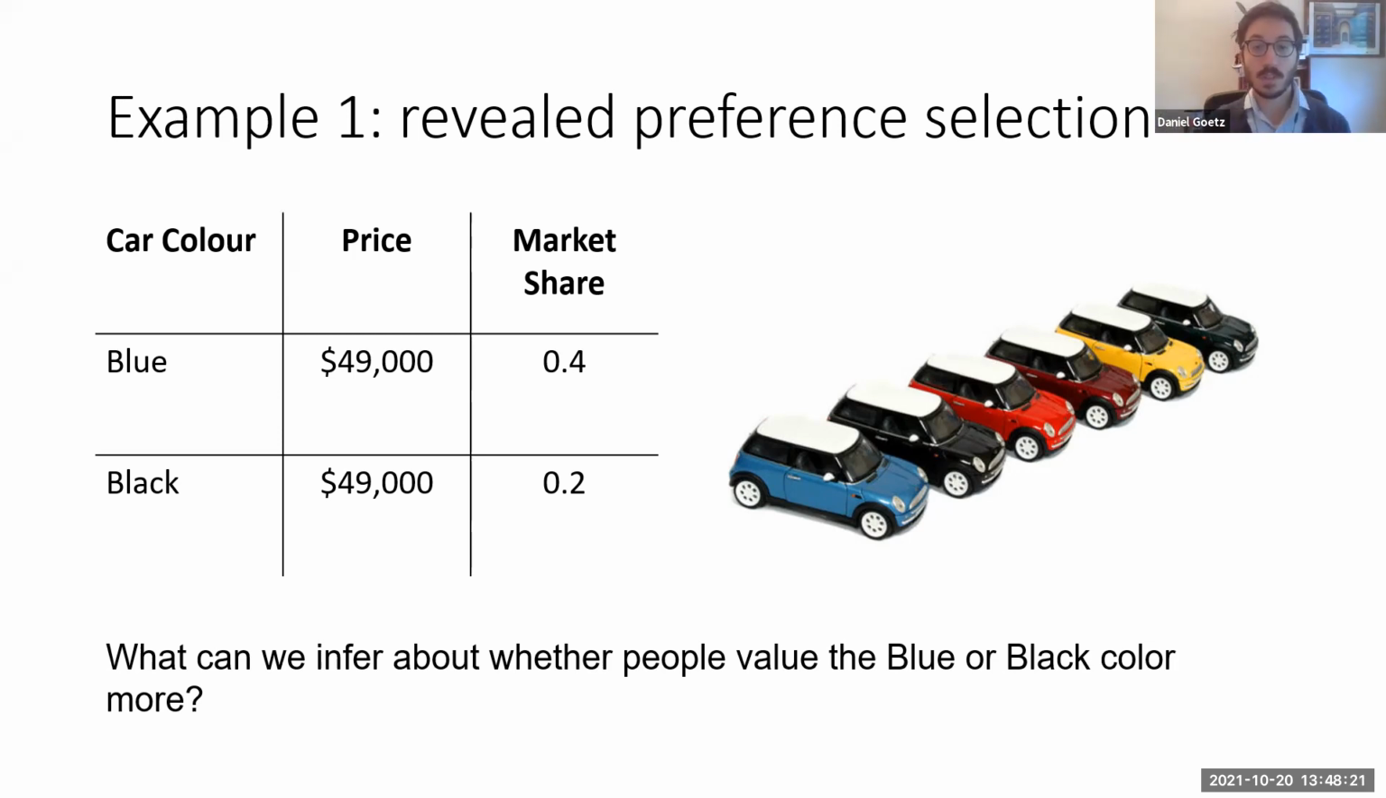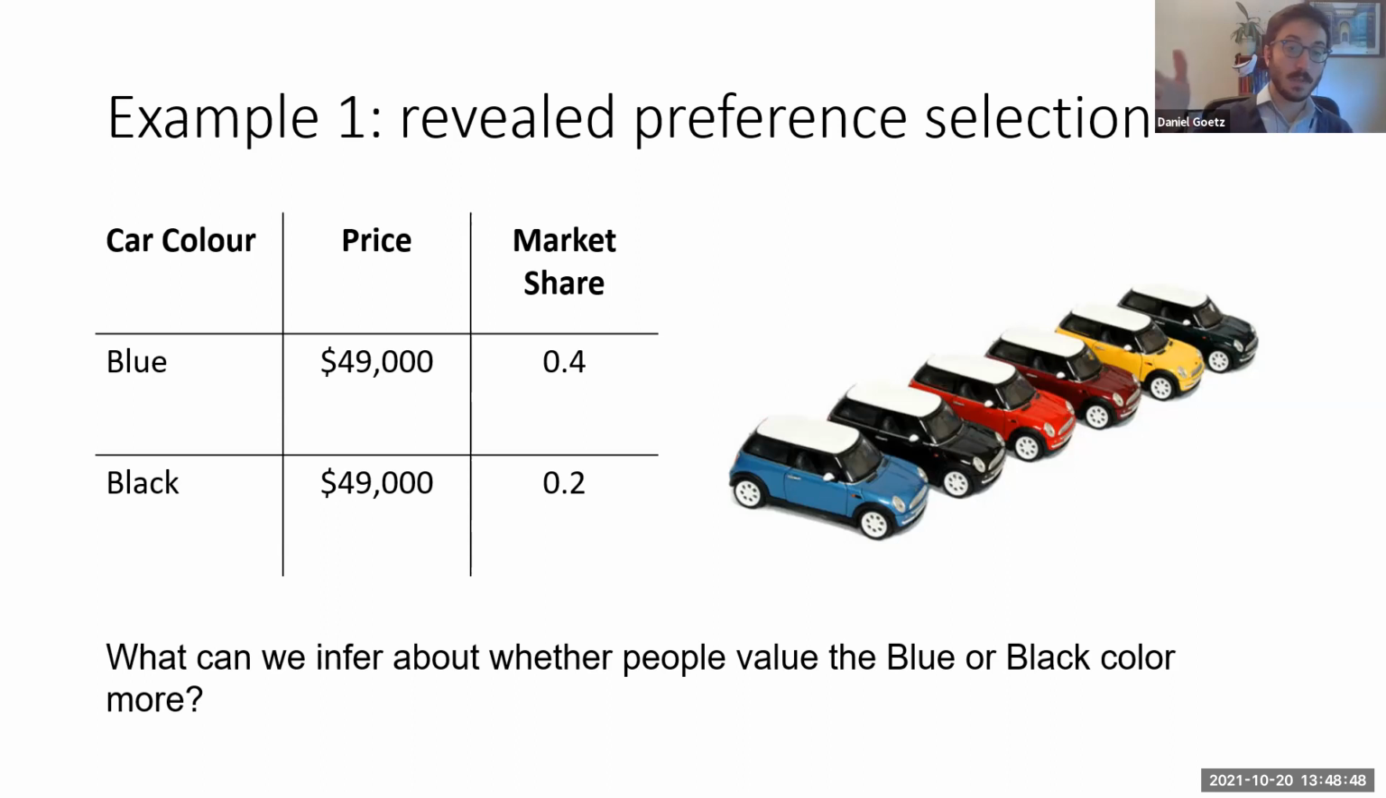So in this example, we have different types of car. These are all Mini Coopers. And the only thing that's different between these cars is the color, okay? When we look at a table of the different car colors, here I've just focused on blue and black, and each one is priced at $49,000. So the color doesn't affect the price.